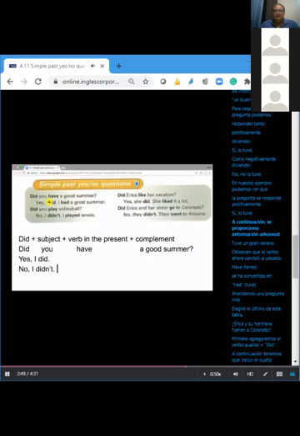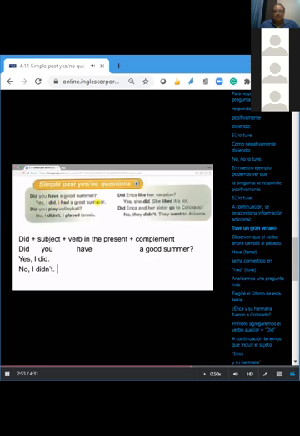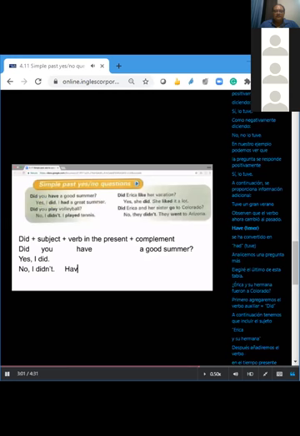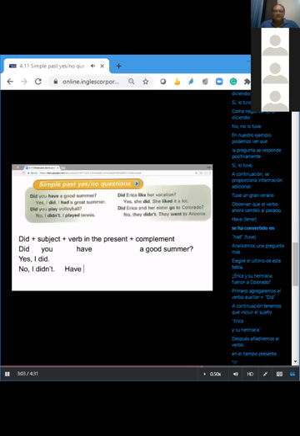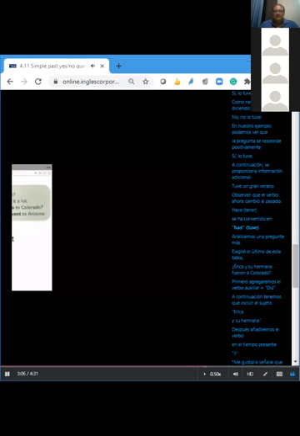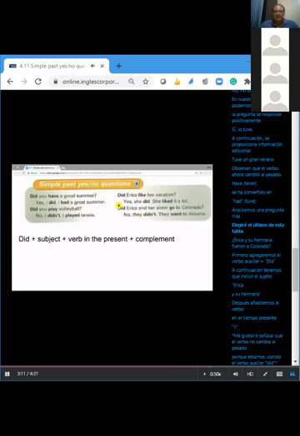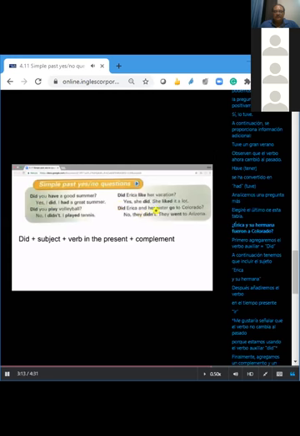In our example, we can see that the question was answered positively, yes, I did. Then extra information is given, I had a great summer. Notice that the verb now changed to the past tense. Have turned into had. Let's analyze one more question. I'll choose the last one on this chart. Did Erica and her sister go to Colorado?